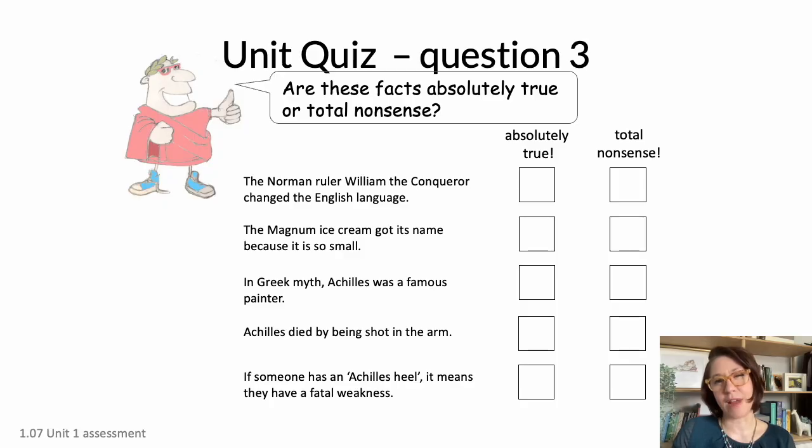Because there isn't much grammar content in Unit 1, some of the material being tested draws on facts and declarative knowledge picked up, hopefully, over the course of the unit. So, the Norman ruler, William the Conqueror, changed the English language. He absolutely did. The Magnum ice cream got its name because it is so small. Total nonsense. Magnus means big. In Greek myth, Achilles was a famous painter. Nonsense, he was a famous fighter or famous warrior. Achilles died by being shot in the arm. It was his heel. And if someone has an Achilles heel, it means they have a fatal weakness. Correct.